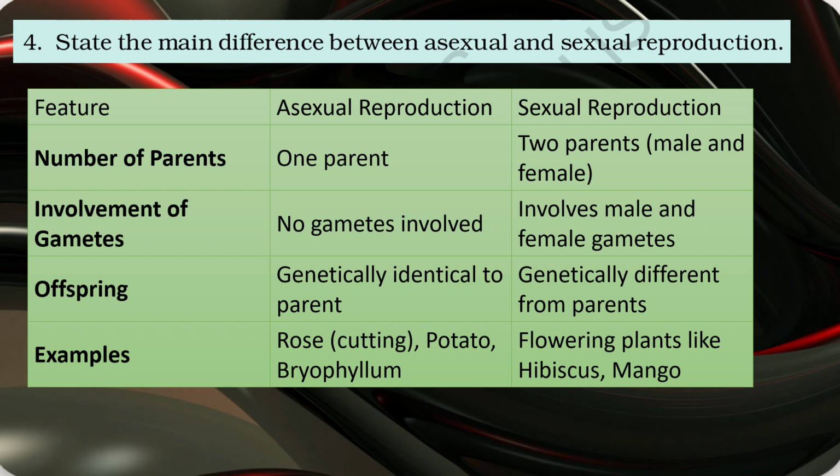Fourth question, state the main difference between asexual and sexual reproduction. Feature: asexual reproduction, sexual reproduction. Number of parents: one parent in asexual reproduction; sexual reproduction, two parents, male and female. Involvement of gametes: no gametes involved in asexual; sexual reproduction involves male and female gametes. Offspring: genetically identical to parent in asexual; sexual reproduction genetically different from parents. Examples: rose cutting, potato, bryophyllum; flowering plants like hibiscus, mango.